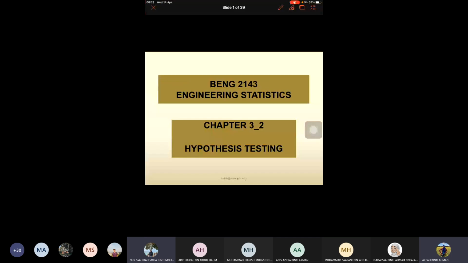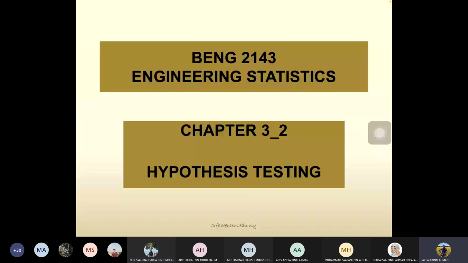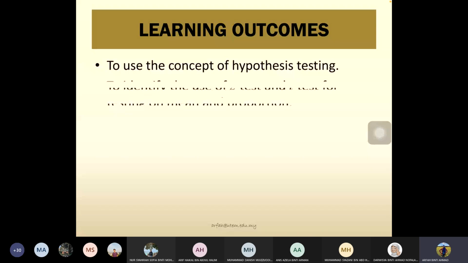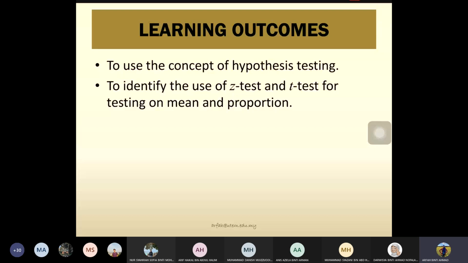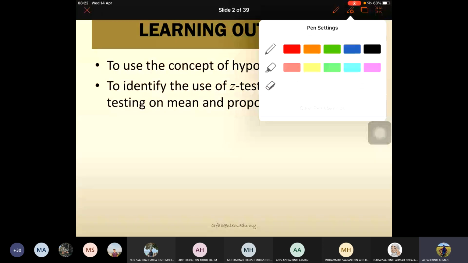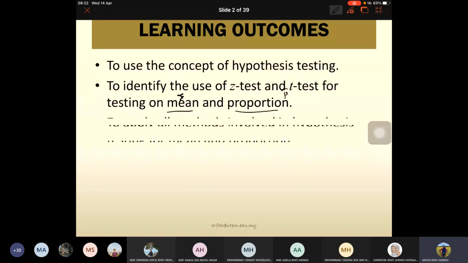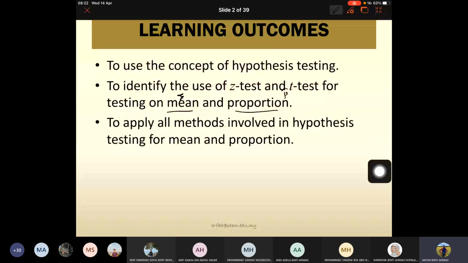Boleh. Okay, hypothesis testing. Take a look at this one. Learning outcomes. At the end of this chapter, you should be able to use the concept of hypothesis testing to identify the use of Z-test and T-test for testing on mean and proportion. Okay, so remember kita belajar dua parameter juga. You are going to learn only about the mean, X bar, and also proportion, P, atau P hat. And then to apply all methods involved in hypothesis testing for mean and proportion. And so on the three learning outcomes.